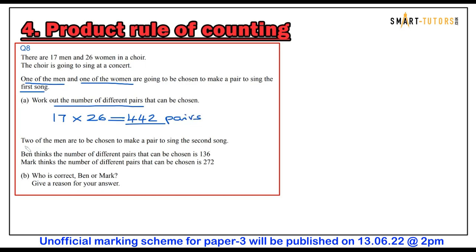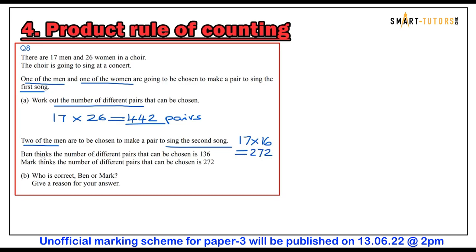The next one: two of the men are chosen to sing the second song. So there are no women involved in the second song. So two men. Without reading the rest of the question, two men means the first option has to be 17, right? After you choose the first man, the second man is chosen from the remaining 16 men, right? So 17 times 16. You press the calculator, 17 times 16, the answer is 272, right? So that is the correct answer.